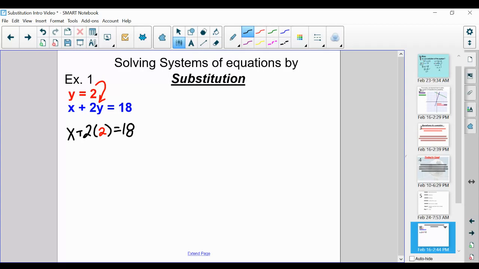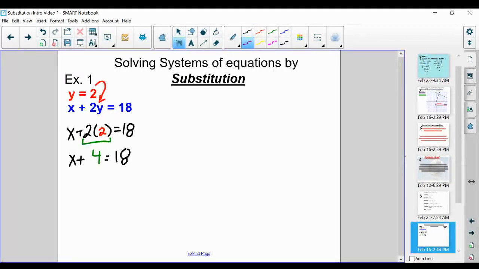Now we're going to distribute if necessary. Well, we can do 2 times 2. That gives us 4. So we have x plus 4 is equal to 18. We're going to combine some like terms, but we don't have any like terms to combine, so we can skip step 4.